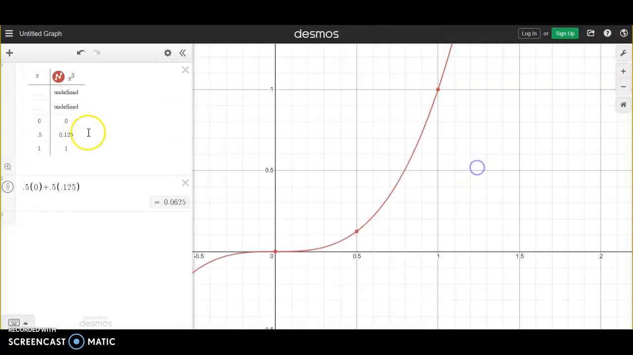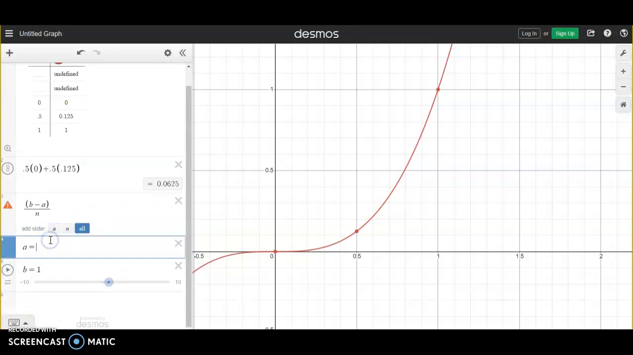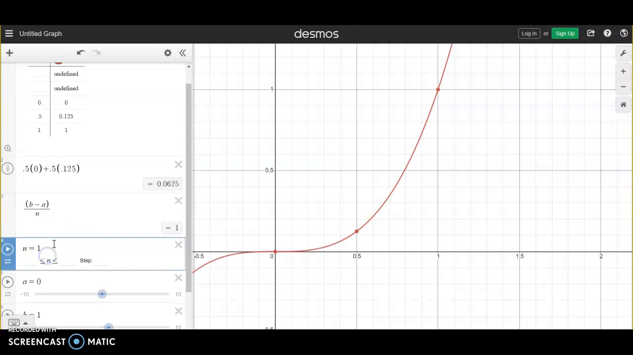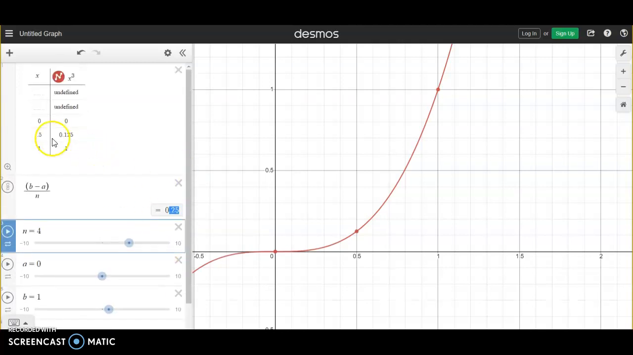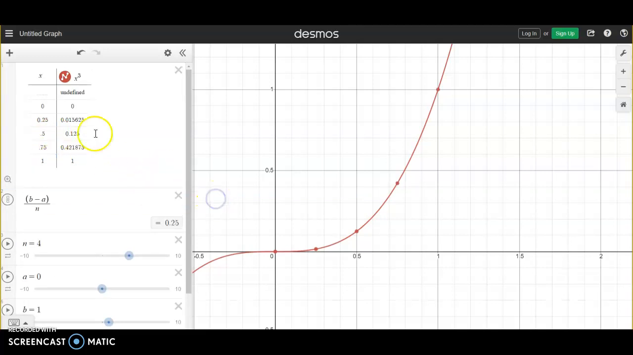So we're going to use the same formula as before, b minus a over n. And so we can actually just throw in some sliders to these. a is 0, and in this case n will be 4. So we find out our delta x is this 0.25 value. So we're going to get rid of this real quick. And so now every 0.25 we need a value. So I will just put 0, 0.25, 0.5, 0.75, and 1.